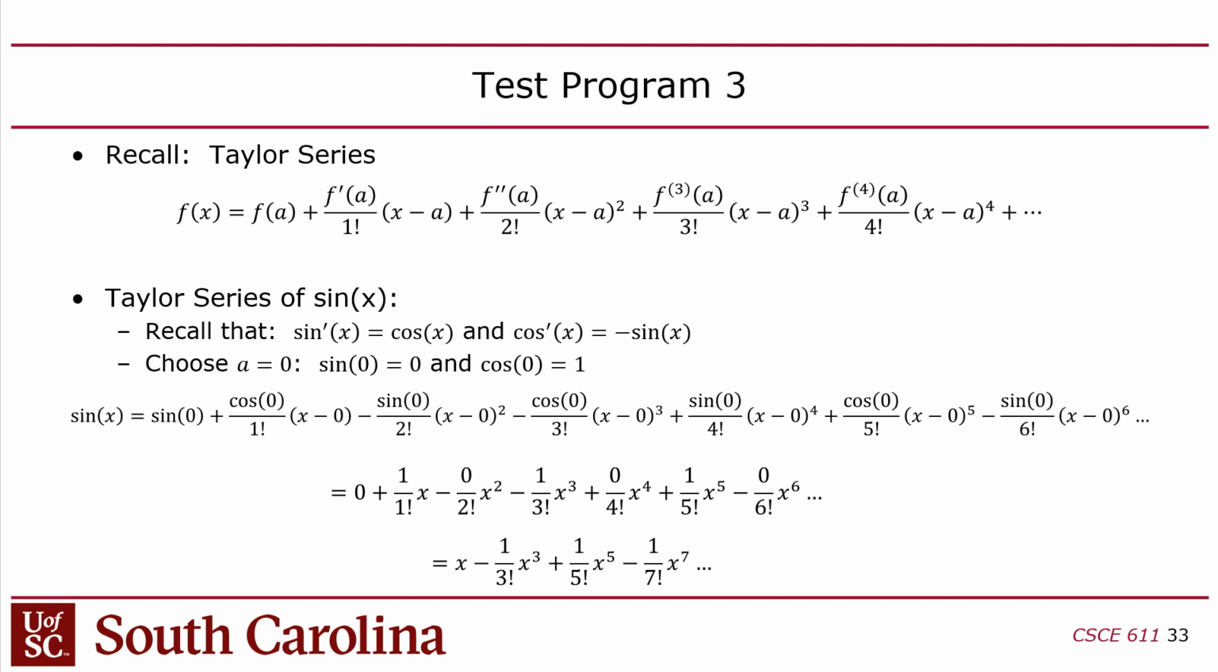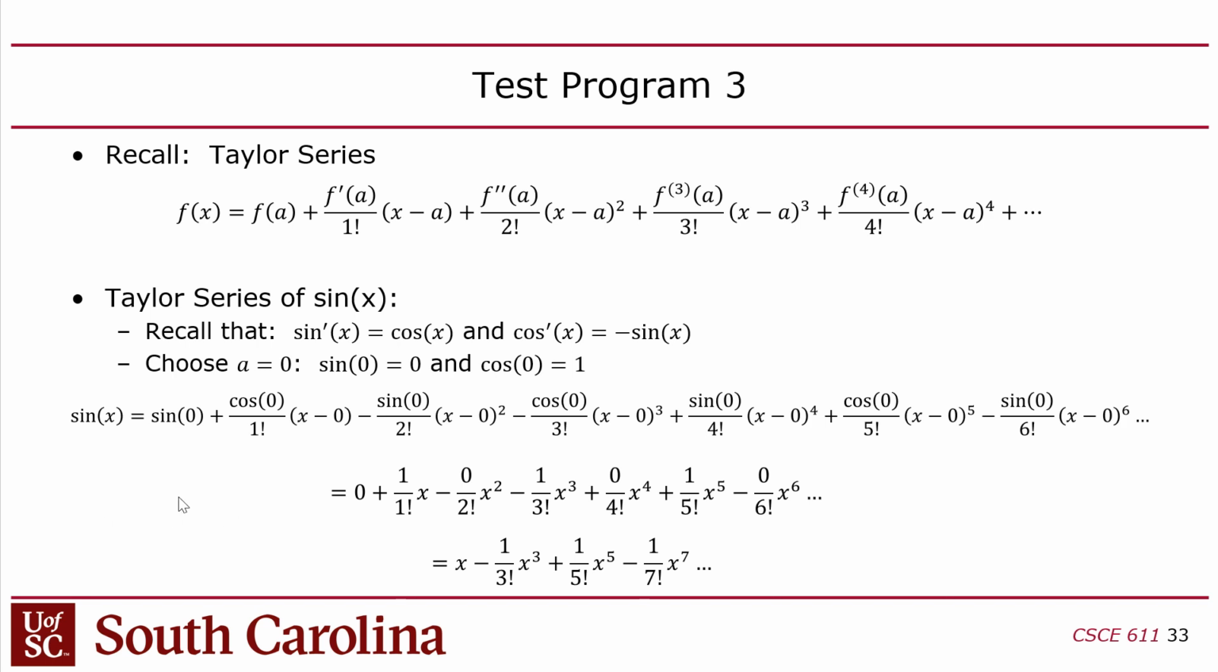In this example, I'm going to approximate sine of x, and I will set a to 0. Now, this is very convenient, because the derivative of sine is cosine, and the derivative of cosine is negative sine. And not only that, but the value of sine of 0 is 0, and the value of cosine at 0 is 1.